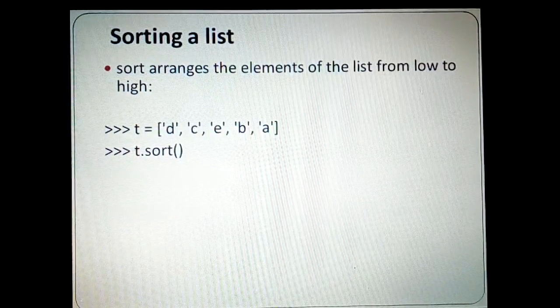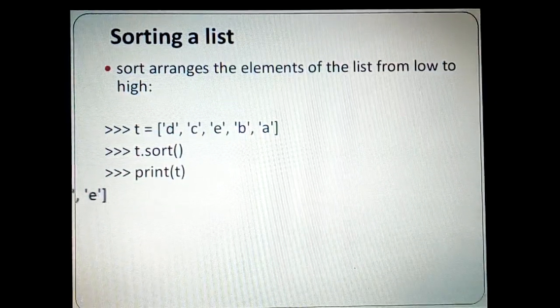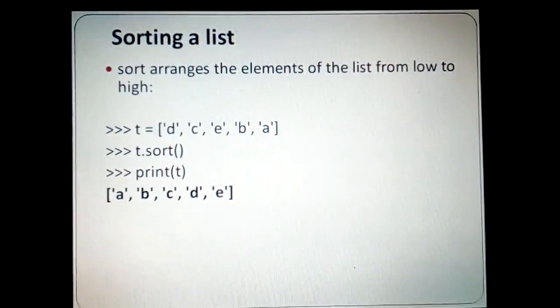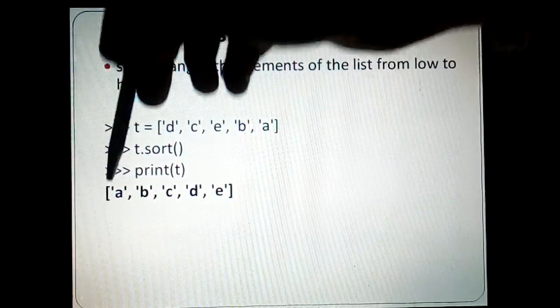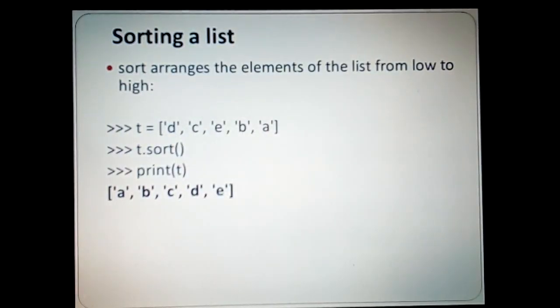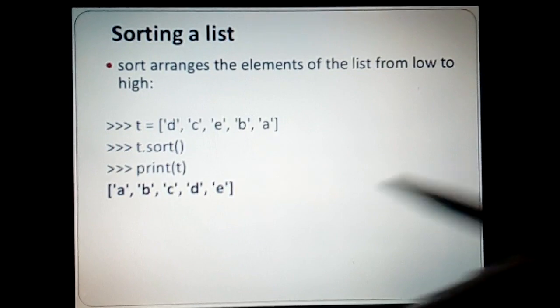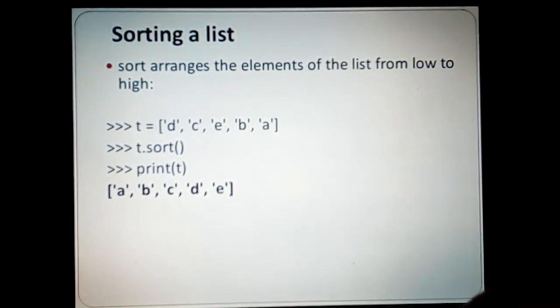And if I print this T dot sort and when I print T, I would get sorted values from that list. That is, all the items would be sorted in the order A, B, C, D, E as far as their ASCII values are concerned. So this is how the sort works. So you can make use of this sorting mechanism as well.